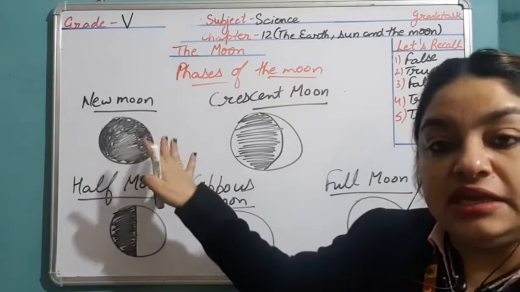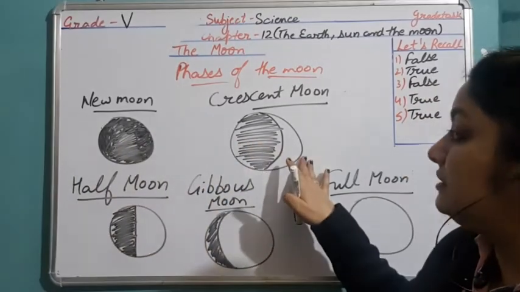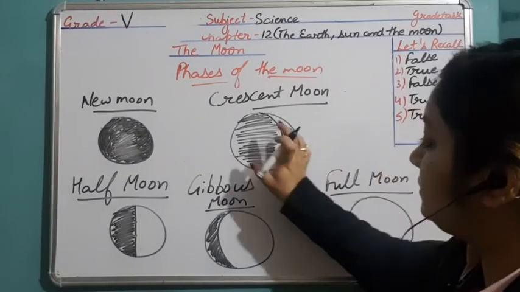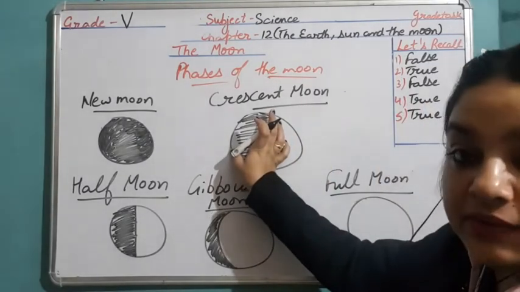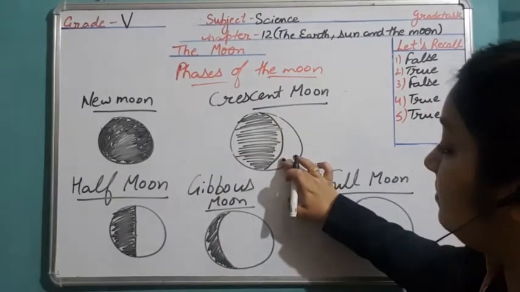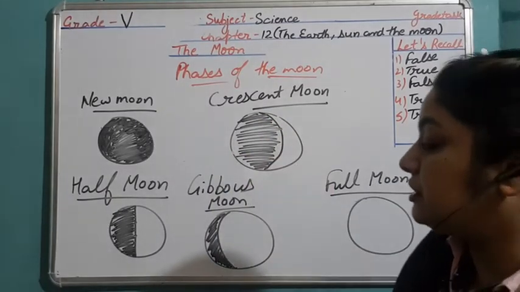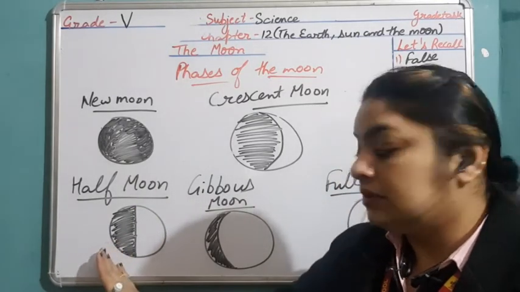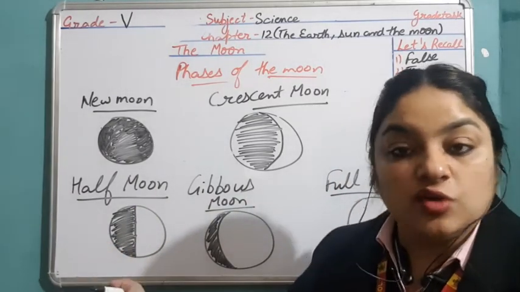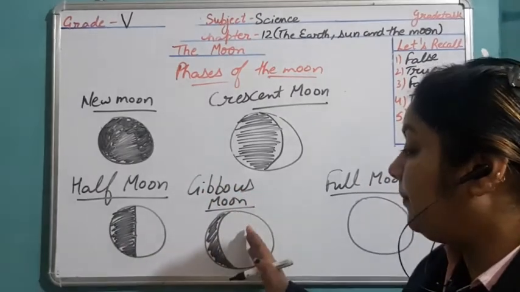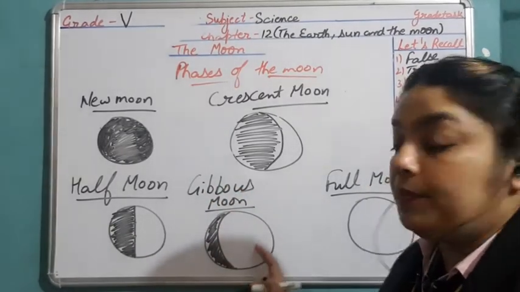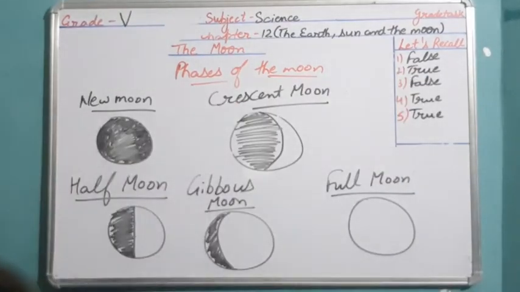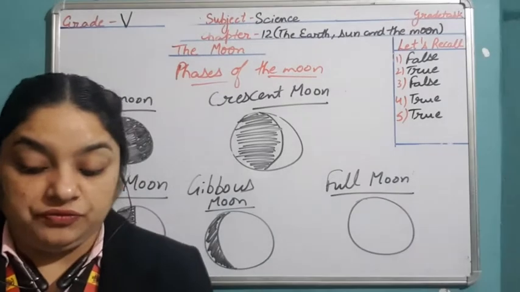Sometimes we don't see anything, we call it new moon. Crescent moon is when only this portion of the moon is visible to us and the rest is not. Half moon is when half is visible and half is not, as it is not getting the sunlight. Gibbous moon, more than half is visible, and full moon when the complete moon is visible to us. These are the different shapes, different phases of the moon.